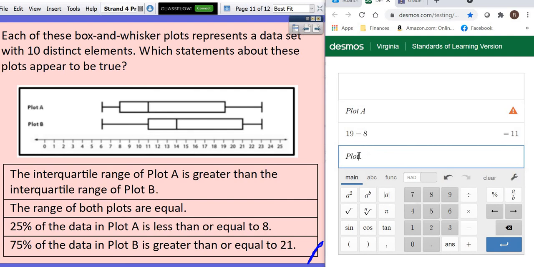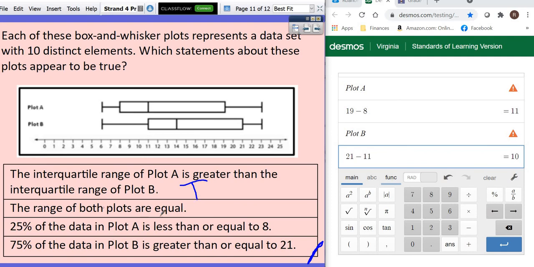Then I'm going to type plot B. I do that just to help myself stay organized. The top of plot B is at 21 and the bottom is at 11. So I'm going to do 21 minus 11, which is 10. So the interquartile range of A is greater than that of B. That is true. So we're going to put a T right there because that's what we're looking for.